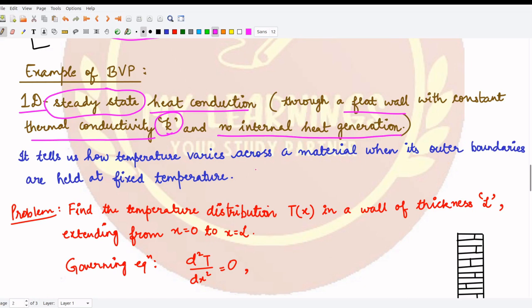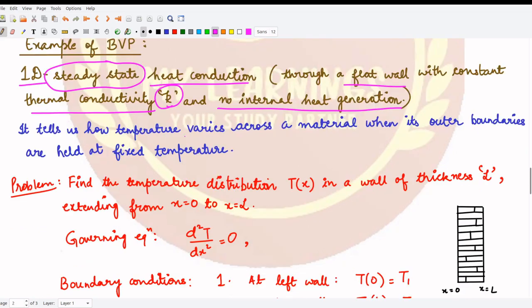So what will this boundary value problem tell us? It will tell us how the temperature varies across a material when its outer boundaries are held at fixed temperature. That means we have defined the temperature at this point, it is fixed, and we have defined it at this point, this is also fixed. So what kind of boundary conditions are we taking? We are taking Dirichlet boundary conditions.